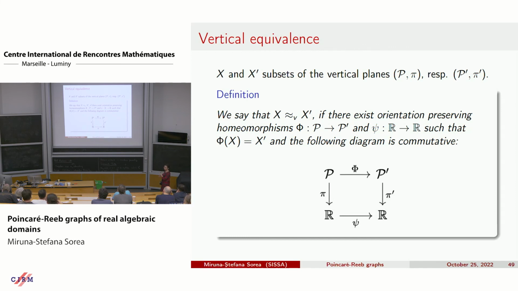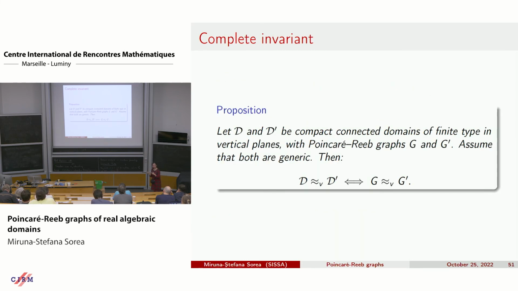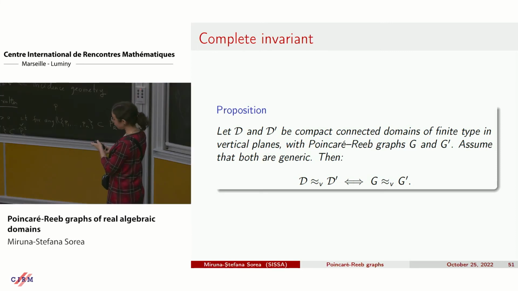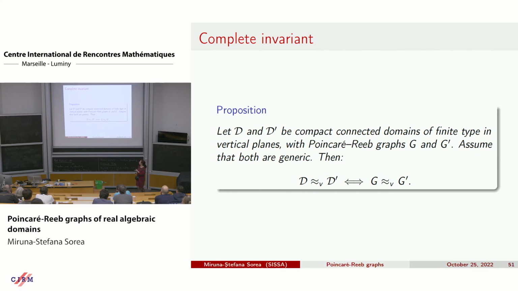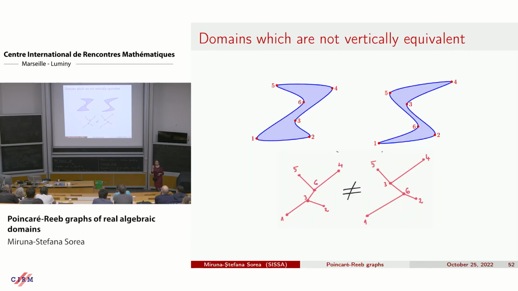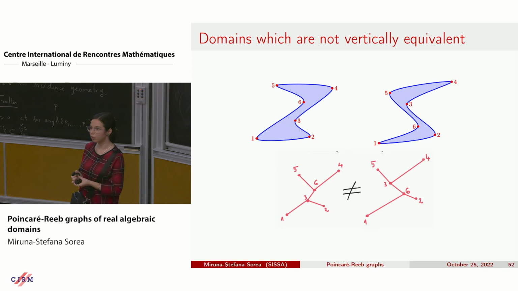So for this equivalence, it turns out that the Poincaré-Reeb graphs are complete invariants. Two domains of finite type are vertically equivalent if and only if their Poincaré-Reeb graphs are vertically equivalent. This is a nice feature of the Poincaré-Reeb graphs that holds in such generality. And maybe you think there are some other objects that could be complete invariants, so why use the Poincaré-Reeb graph? But it's not so simple to find complete invariants for the vertical equivalence.